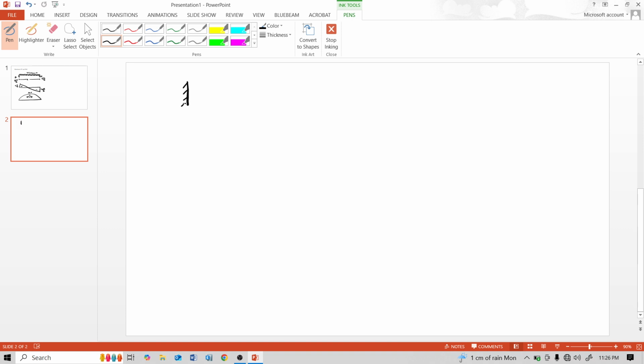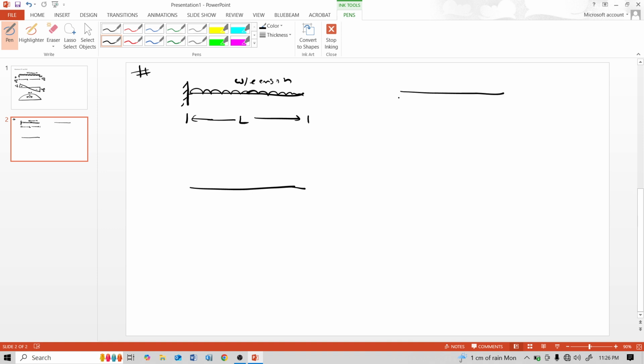cantilever beam with uniformly distributed load. Length of this cantilever beam is L. Shear force is, see, this is W per unit length. There is free body diagram of this cantilever beam like this: vertical reaction, horizontal reaction, and moment.